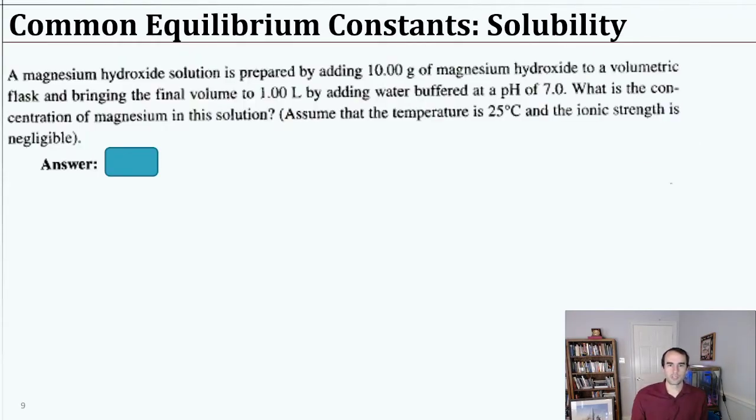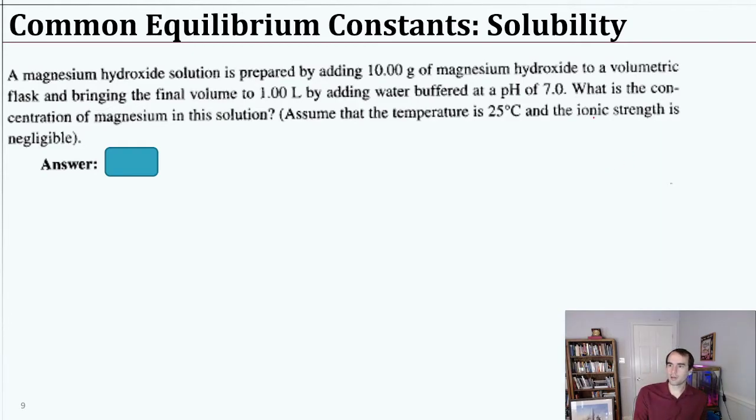Okay, so another question here. We have a magnesium hydroxide solution prepared by adding 10.00 grams of magnesium hydroxide to a volumetric flask and bringing the final volume to 1.00 liters by adding water buffered at a pH of 7.0. What is the concentration of magnesium in the solution? And again, we are assuming the temperature is 25 Celsius, and the ionic strength is negligible.